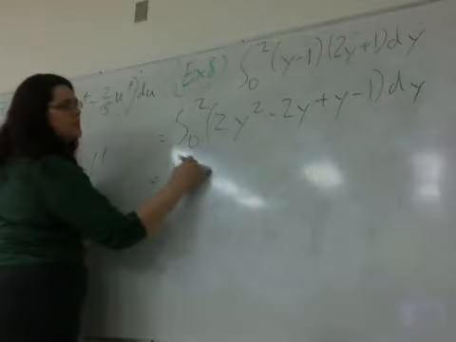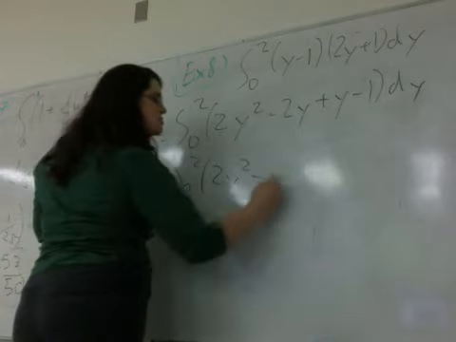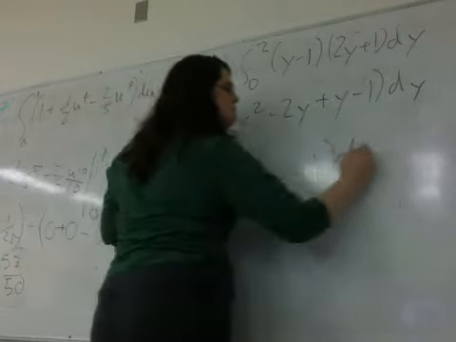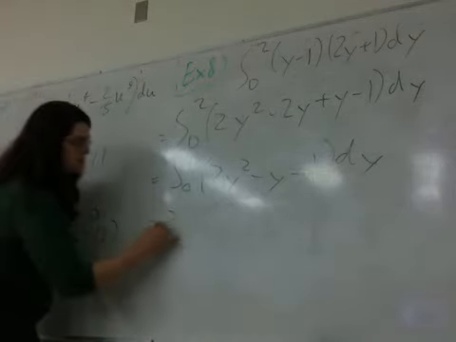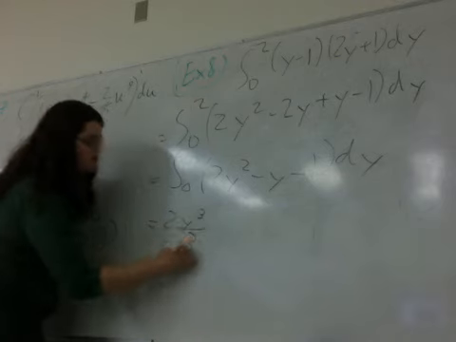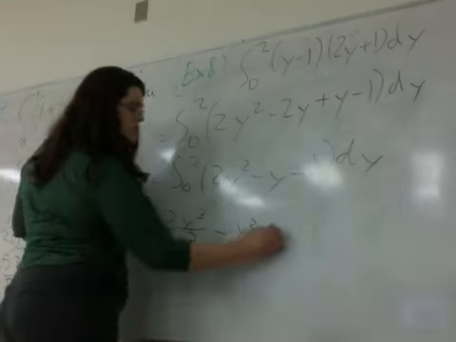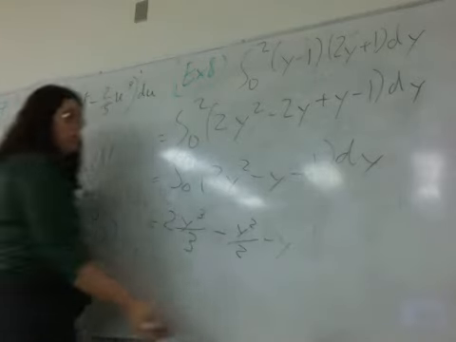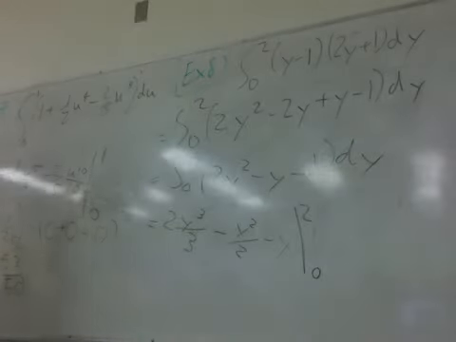And I can simplify that. Minus 2y plus y gives you just minus y. So I have to integrate 2y squared minus y minus 1. Integrating 2y squared will give you 2y cubed over 3. Integrating y will give you y squared over 2. Integrating 1 will give you y. The numbers I have to plug in are 0 and 2.